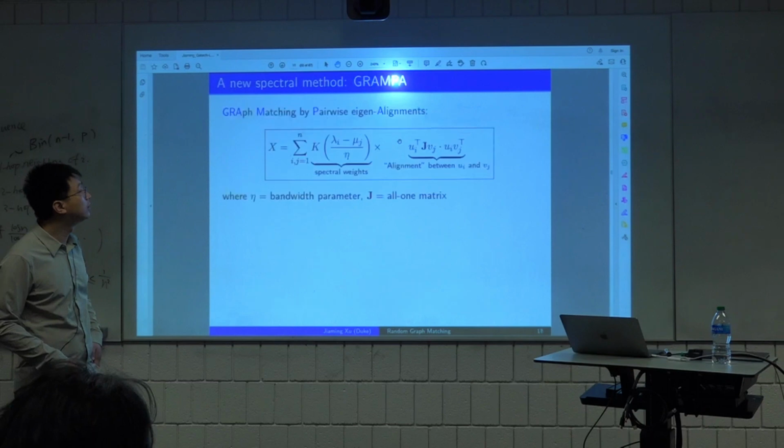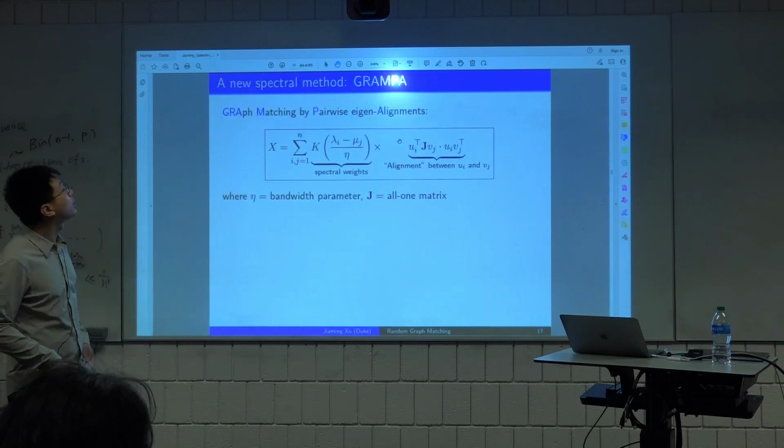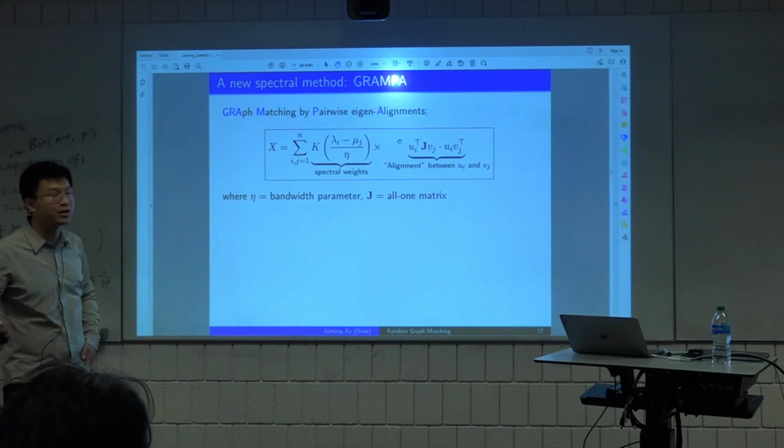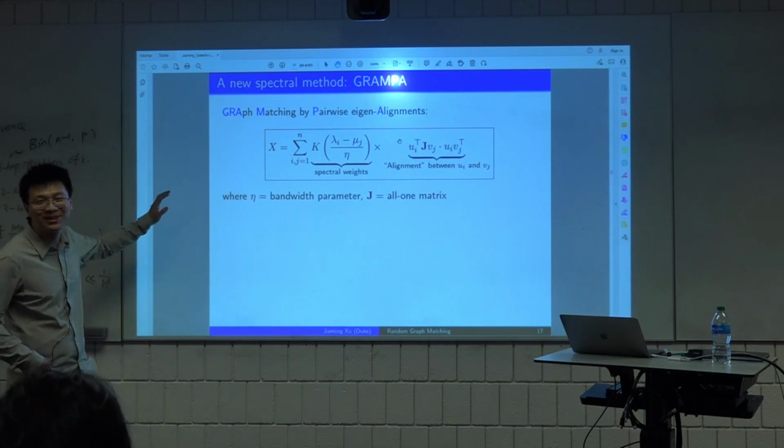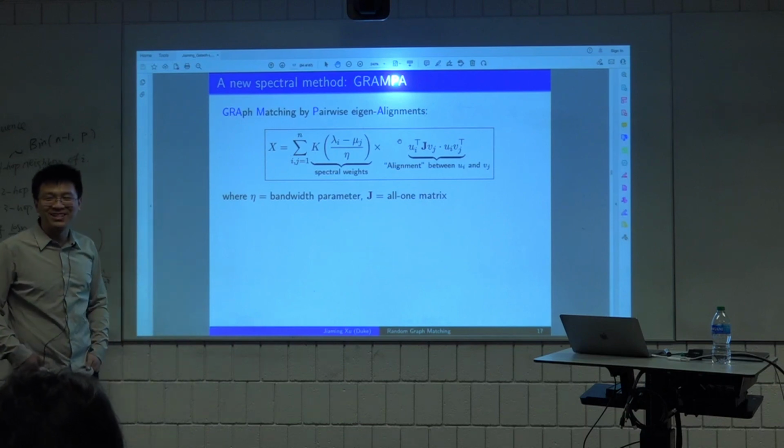Okay. So that actually brings up our new method. We call it GRAMPA. I think Chen came up with this name, if I remember correctly. It's graph matching by pairwise eigenalignment.